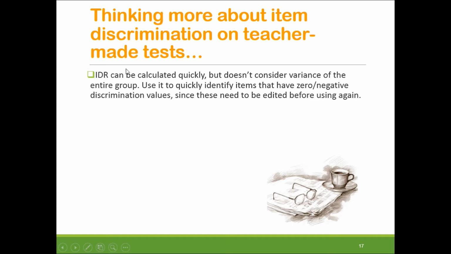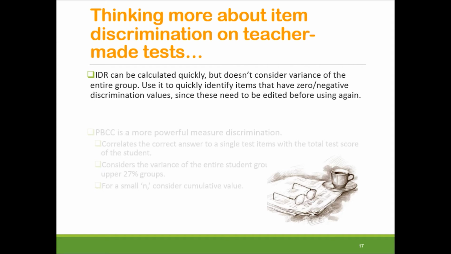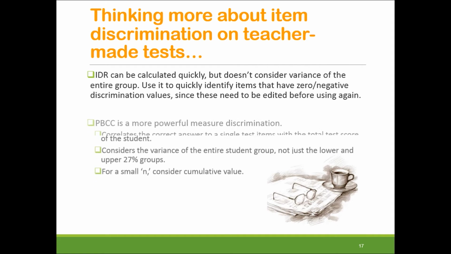One of the things IDR can do on a quick eyeball approach is show you almost immediately items that have very poor discrimination, or in a worst case scenario, a negative discrimination value. And if you recall, negative discrimination in this case would mean that the lower performing students are actually answering the question under review correctly, or conversely, that higher scoring students are not answering it correctly. So it leads you to question, well, what's going on with this particular item?